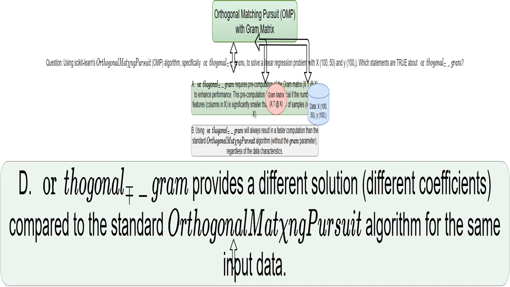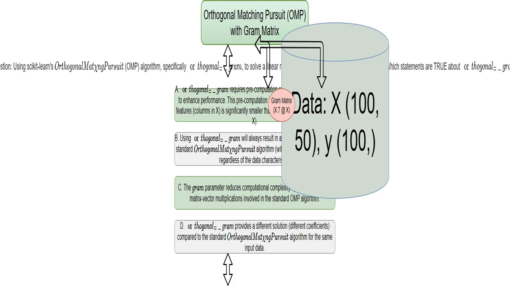Both methods use the same underlying algorithm. They just differ in how efficiently they perform the same calculations. They should produce the same solution, coefficients, not different ones. I see our data. The design matrix X has 100 samples and 50 features.